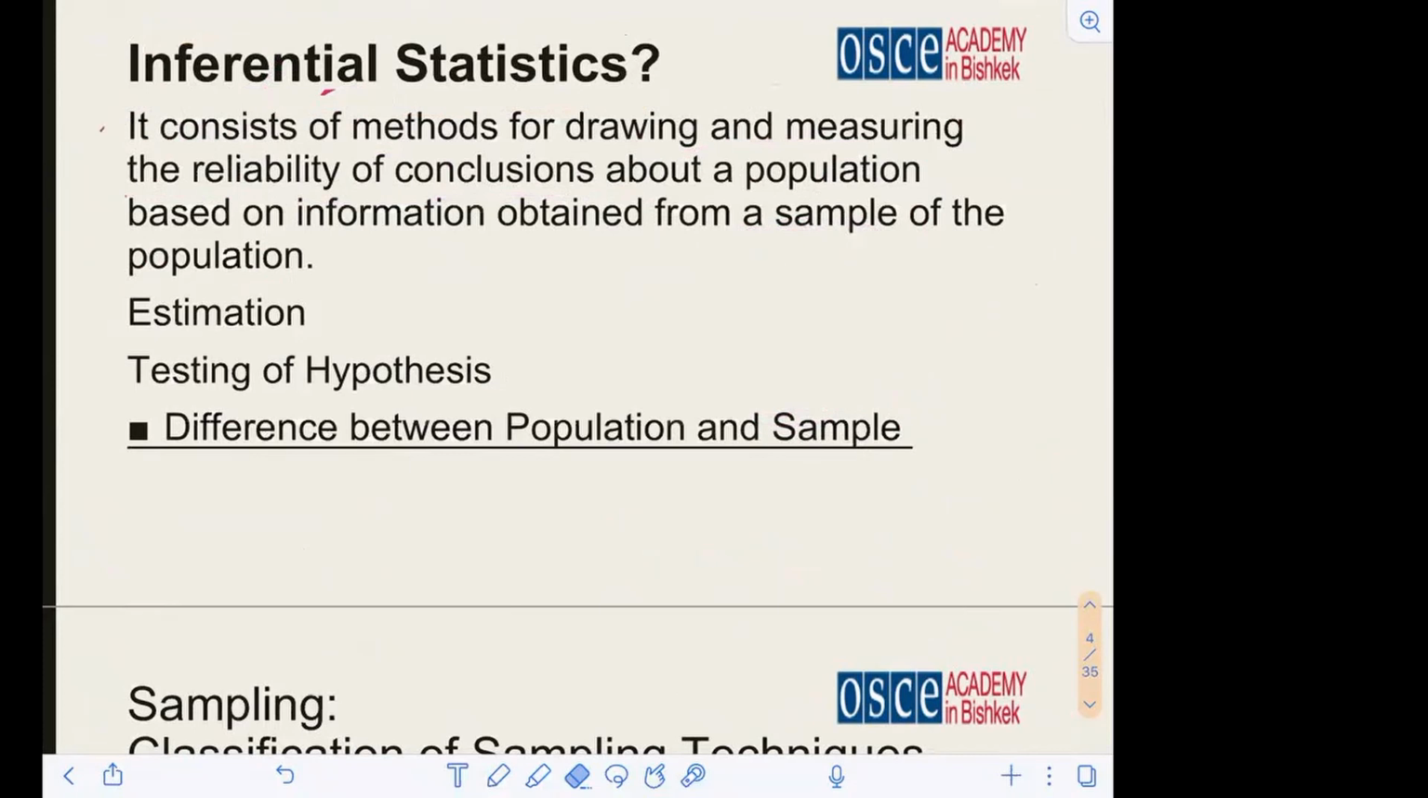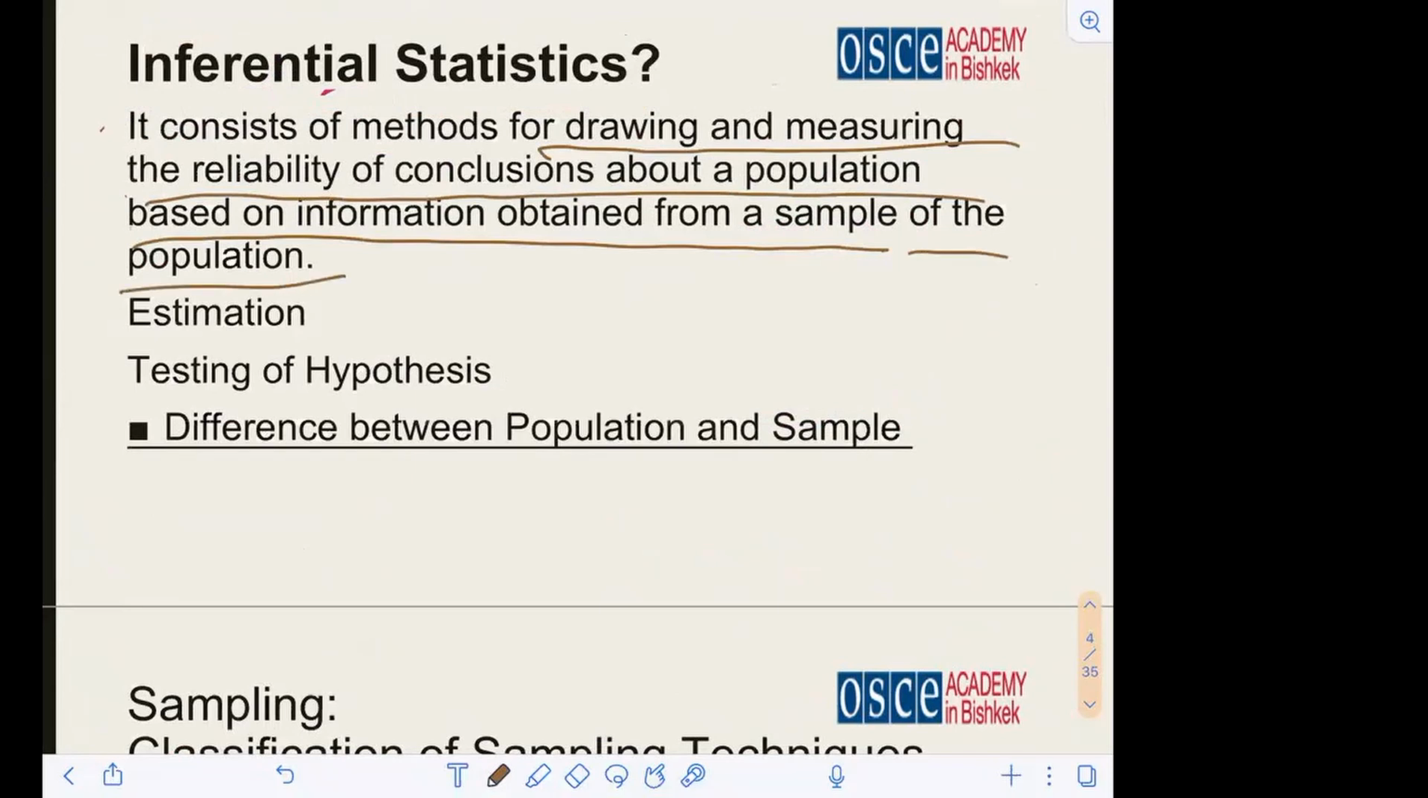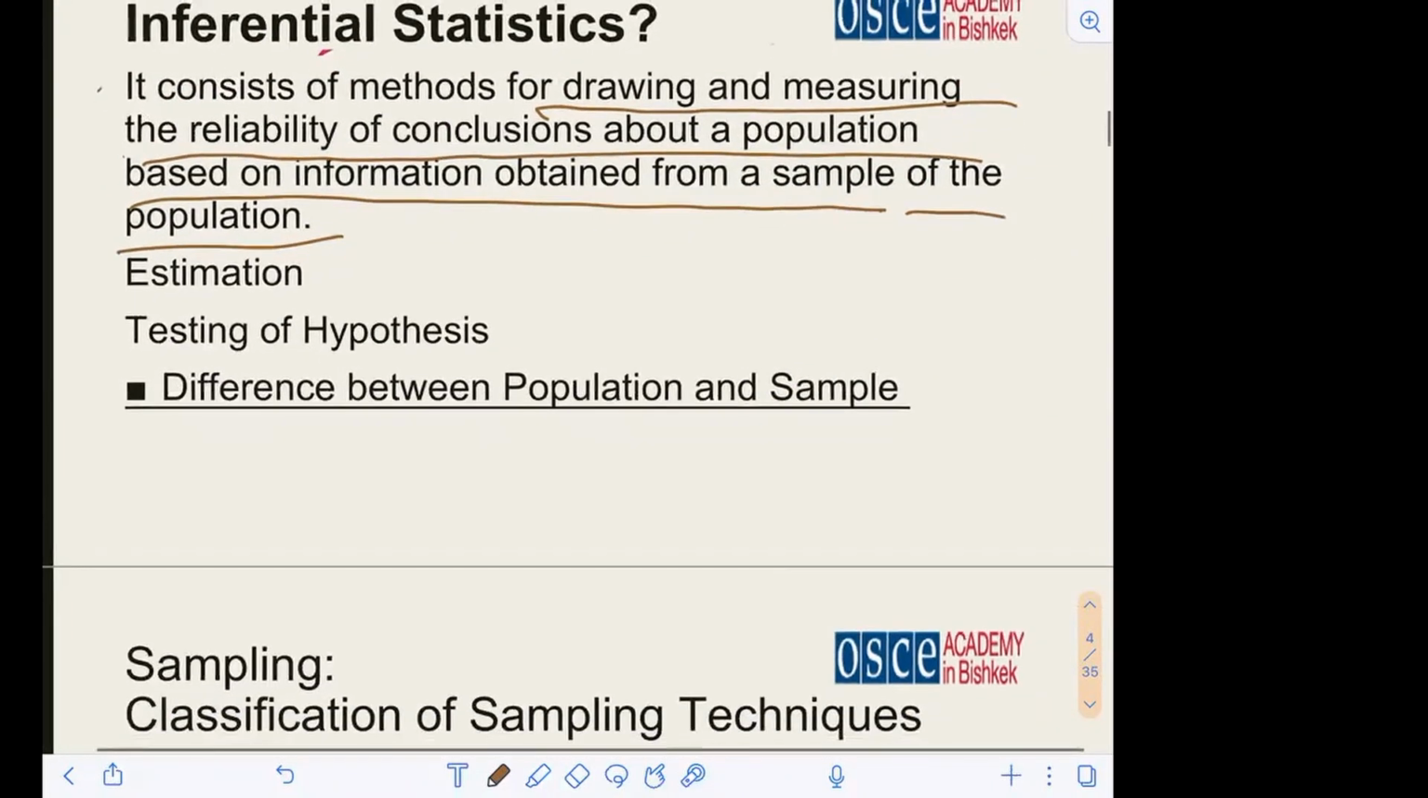Okay, so here it consists of methods for drawing and measuring the reliability of conclusions about a population based on information obtained from a sample of the population. I think now it is clear what is population, what is sample, how to get a sample from a population. I think there should not be any doubt. Now, the next thing is about estimation.